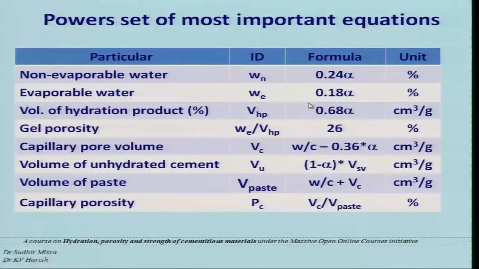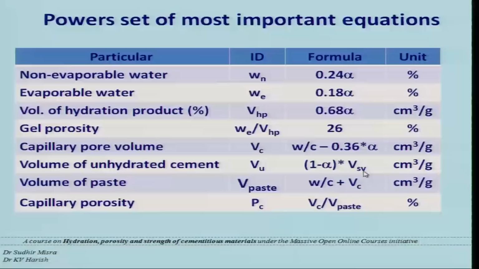So, that 26% is a very important value, and capillary pore volume VC is equal to water to cement ratio minus 0.36 times alpha. Remember these are empirical relationships. So, these formulas are empirical in nature and you cannot expect a dimensional homogeneity in all these formulas. So, VC is equal to water to cement ratio minus 0.36 times alpha, and VU, volume of unhydrated cement, is equal to 1 minus alpha into VSV.